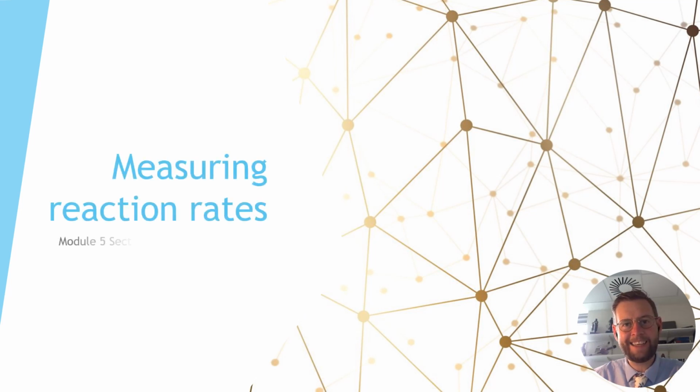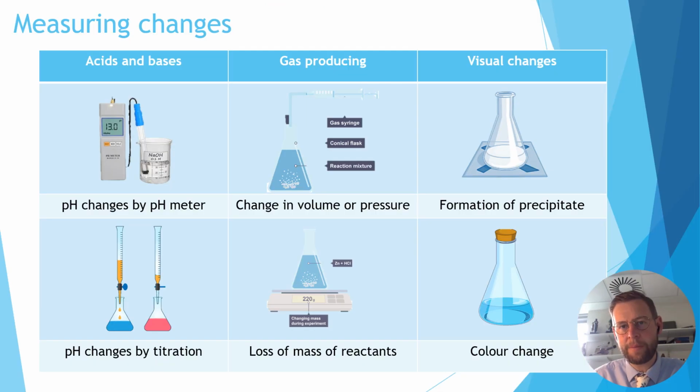Welcome back. In this section, we're going to look at how we can measure the rate of reaction on a concentration time graph. Part of knowing that a reaction has taken place is that there is some kind of chemical change, which is indicated to us by some kind of change in physical appearance or some other characteristic of the chemical.